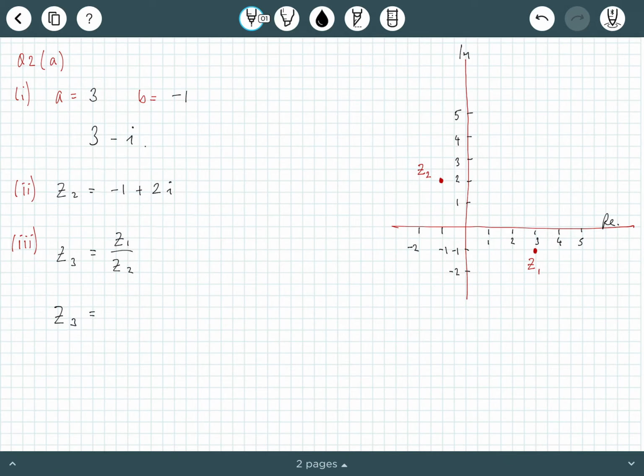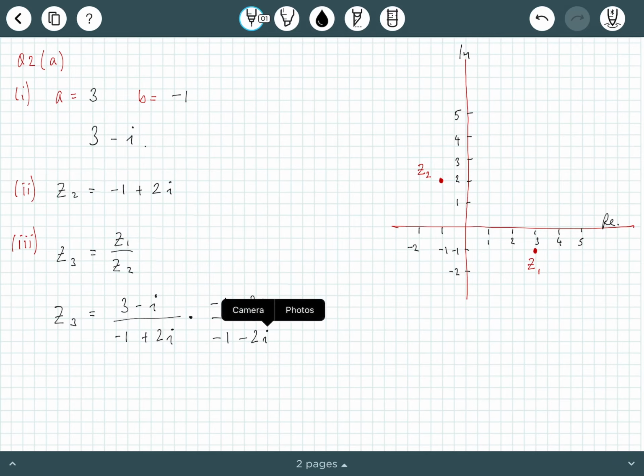So Z1, as we know, I've written it out just up here, is 3 minus i, divided by Z2, which is minus 1 plus 2i. Now, any of you that saw my clip that I did with you last week, you'll see that you cannot have a complex number in a fraction form. So the way out of this is you multiply above and below the line by the conjugate of the denominator. So minus 1, change the middle sign to minus 2i, divided by minus 1 minus 2i.